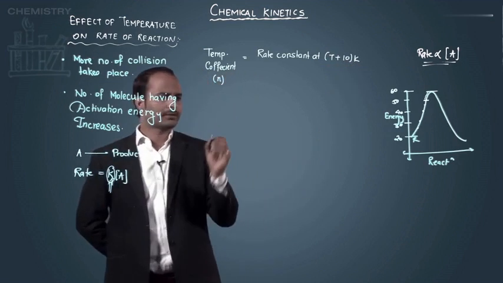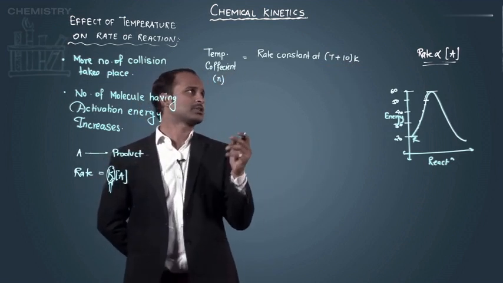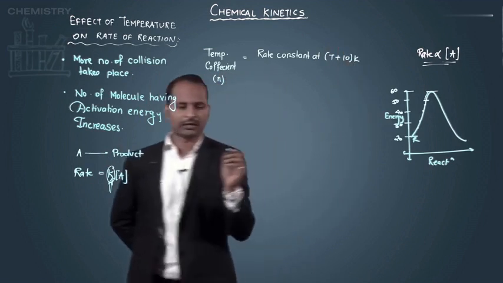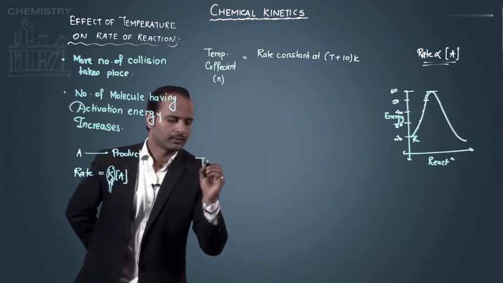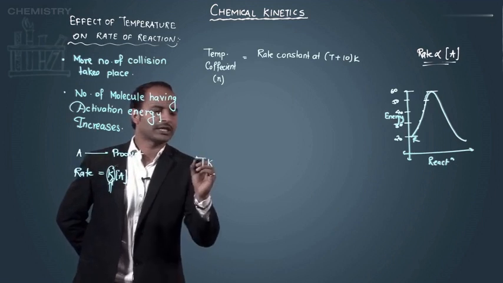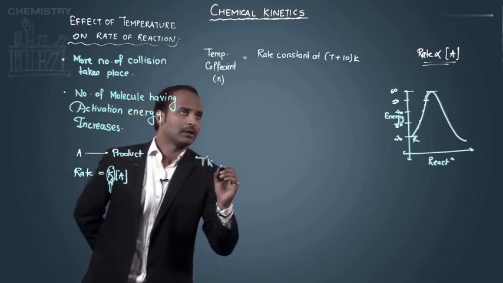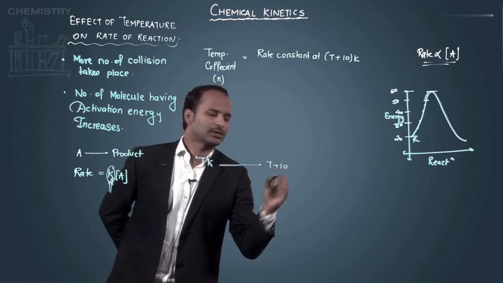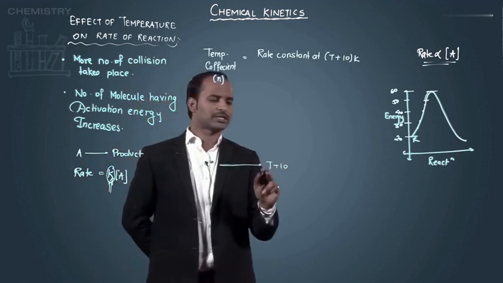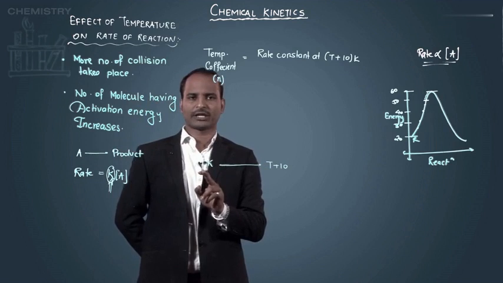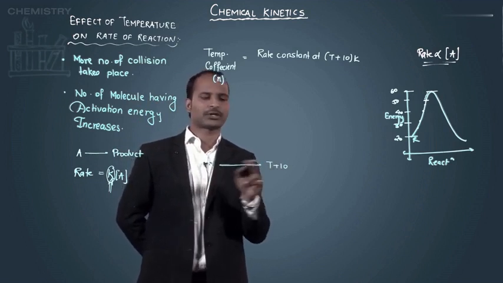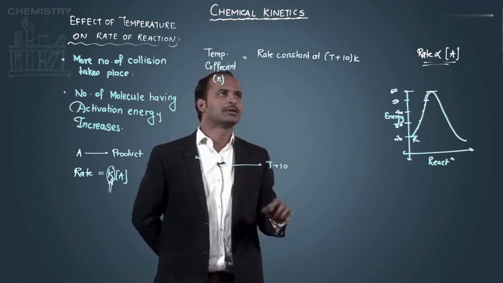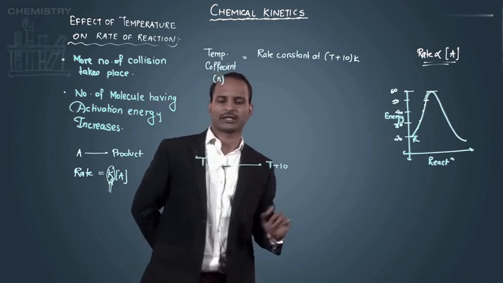Suppose I have a reaction whose temperature was T Kelvin initially. And then I increase this temperature by 10 degrees Celsius, or 10 Kelvin. So if it was 50 Kelvin, now I increase the temperature to 60 Kelvin. If it was 80, then I increase it to 90 Kelvin. It means the temperature has been increased by 10 Kelvin.